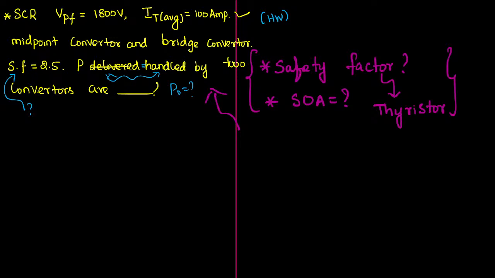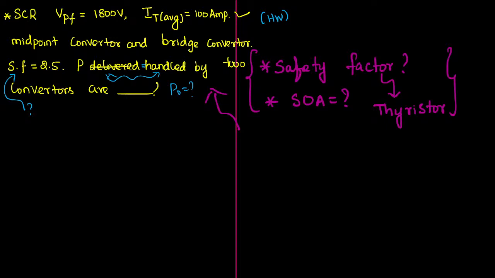They have given one SCR and its forward peak voltage, which is 1800 volt. The highest average current is given as 100 ampere. There are two types of converter. In single phase and even in three phase, we can design two types of converters. With the help of midpoint we can design the converter, and we can also design it with the help of bridge, but both will give the same output voltage.